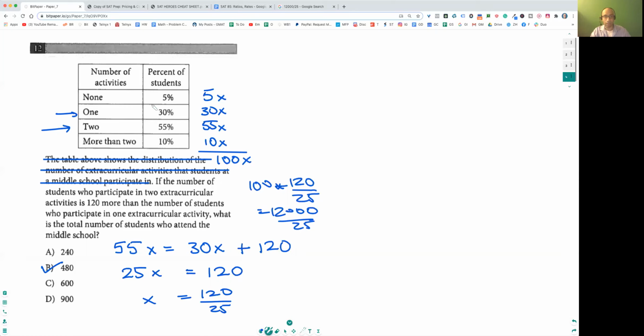So remember, anytime you have percents, or not even percents, even if it's a ratio, like 5 is to 30 is to 55 is to 100, you can always take this to be 5x, 30x, 55x. x doesn't matter here as long as you know the total is 100x. And then you can solve it. So that's one way to solve it. I know this was a slightly challenging problem, but good. Let's try the next one now.